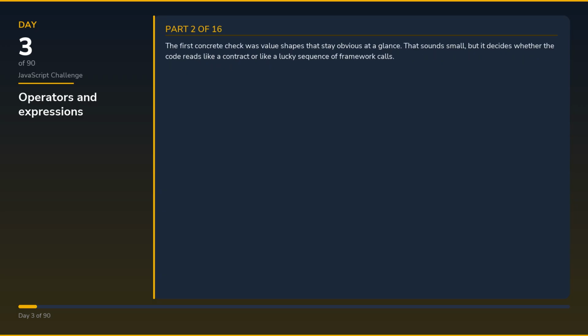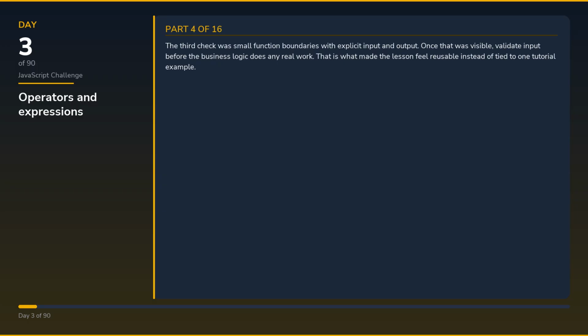The first concrete check was value shapes that stay obvious at a glance. That sounds small, but it decides whether the code reads like a contract or like a lucky sequence of framework calls. The second check was control flow that makes coercion visible. That is usually where bugs start if the edge of the system is vague, because bad assumptions leak deeper into the app before anyone notices.